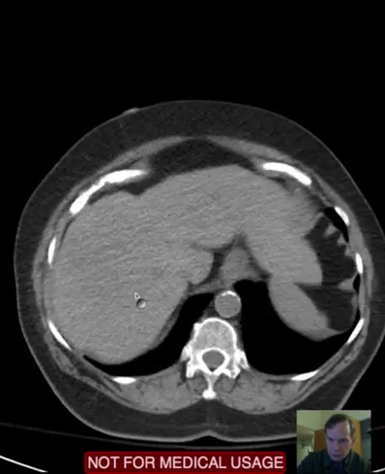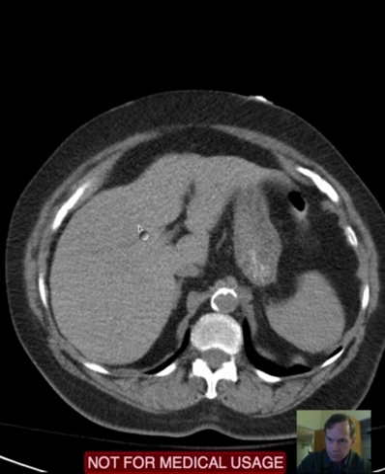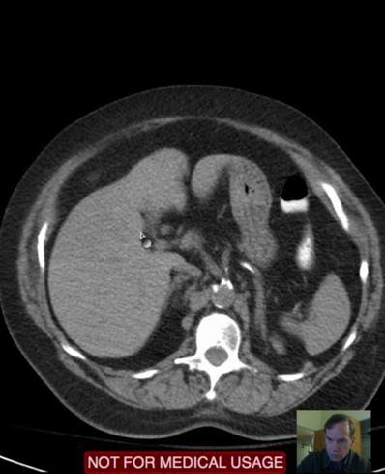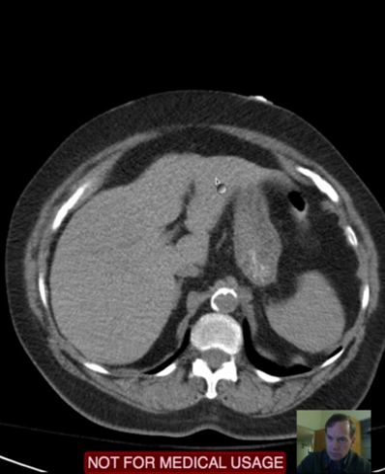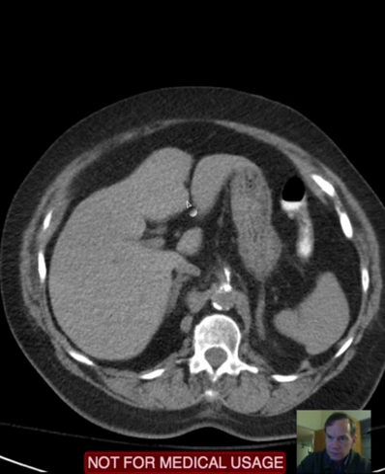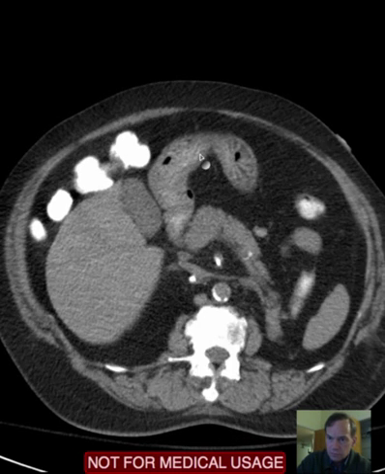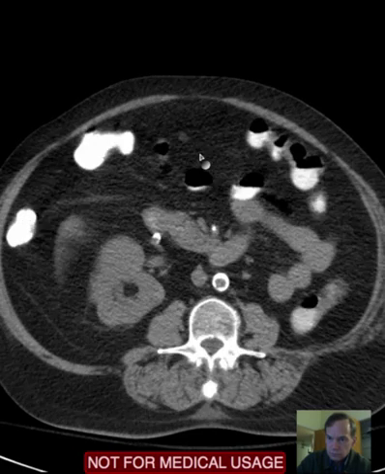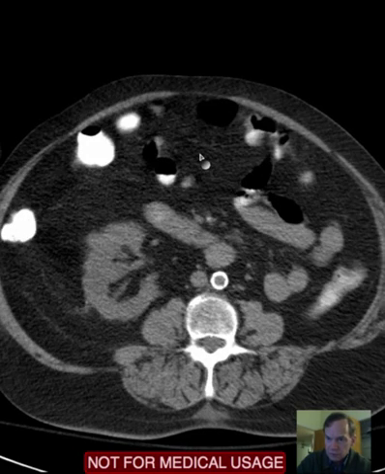Here you can see the liver. This is a cleft in the left lobe of the liver known as the falciform ligament. That's where the falciform ligament lies, rather.